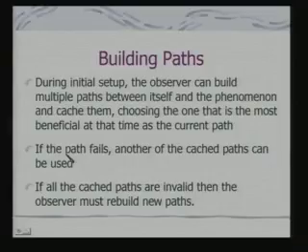So, if the path fails, another of the cached paths can be used. If all the cached paths are invalid, then the observer must build new paths. Obviously, you can realize the moment you build new paths, there is a delay involved, and that may have an adverse effect on your time synchronization if you are actually observing a moving phenomena.